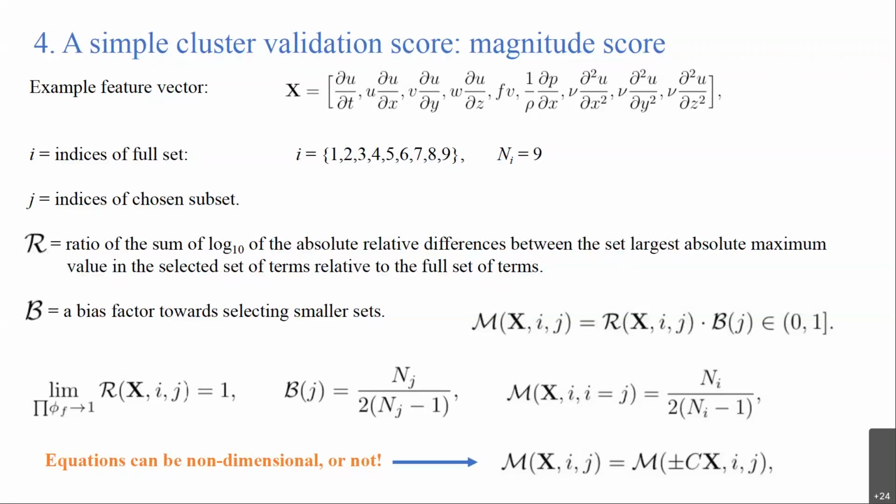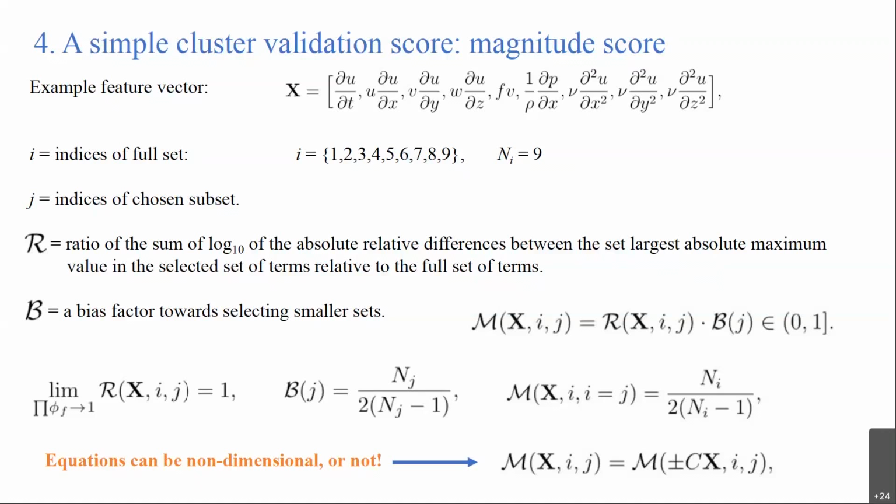So M is bounded by 0 and 1, 0 being not a good choice and 1 being the best. And there's this full set score. In the middle bottom right, the M of X where I equals J, that's just saying that you've chosen all of the terms and you get a score between 0 and 1 that is the full set score. So basically, there are 2 choices here. When you calculate this for a given feature vector, it's either going to be above the full set score, which means you can throw away terms, and that is merited by the order of magnitude separations between terms, or it's going to be less than the full set score, in which case you should keep the full set because it means that you're losing something.